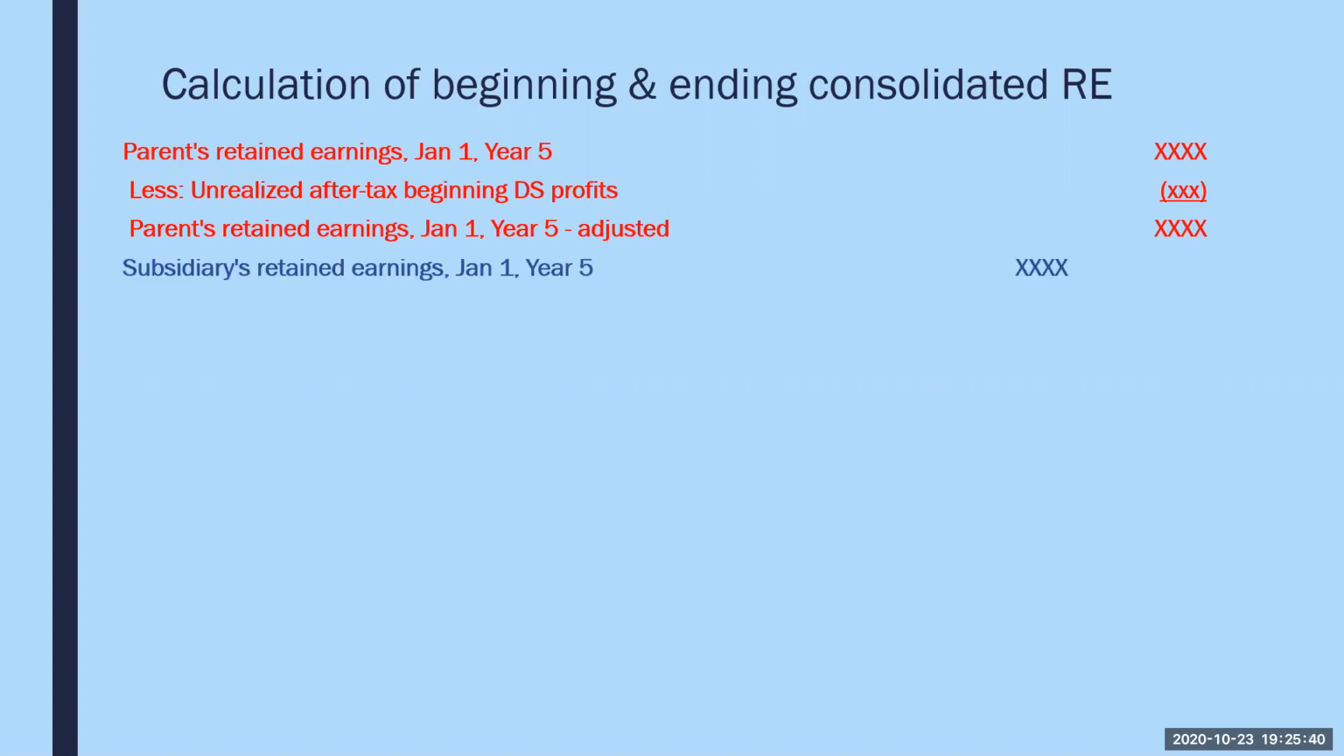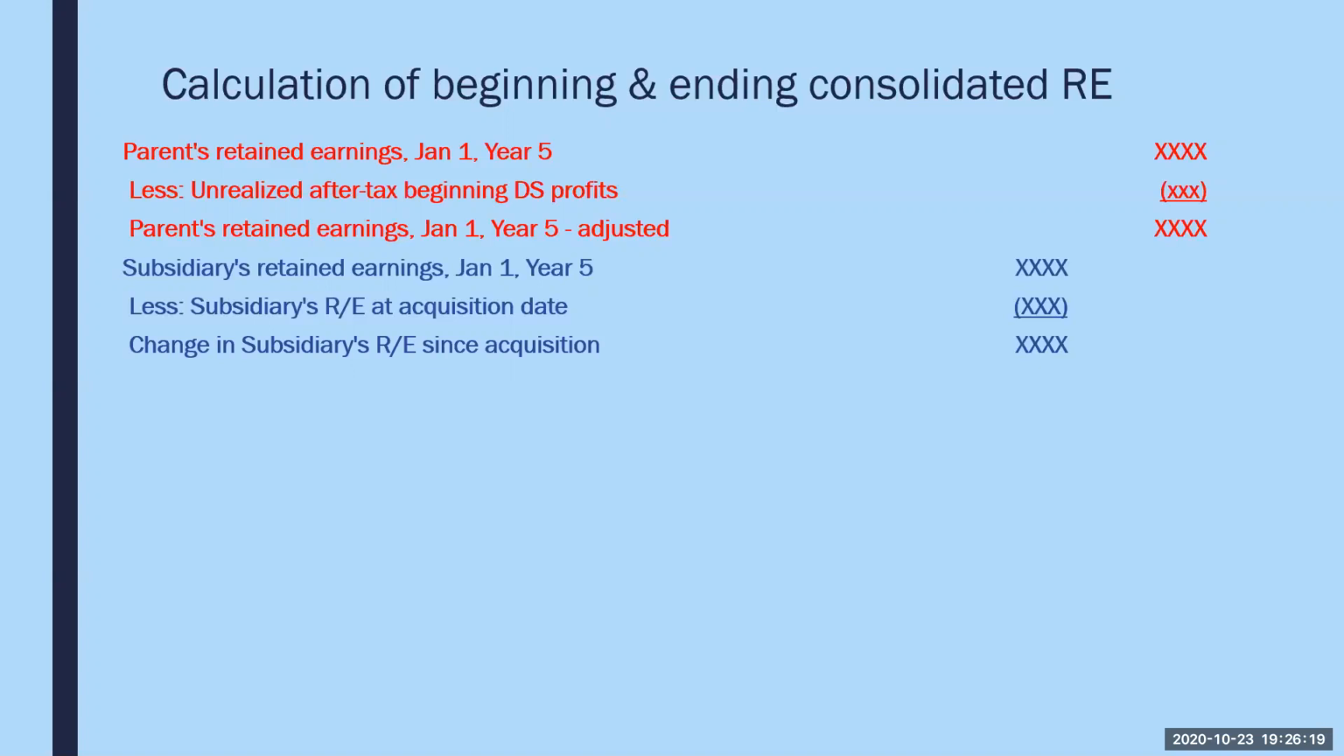Then you'll take the subsidiaries' retained earnings at the beginning of the current year, subtract from it the subsidiaries' retained earnings on acquisition date. Keep in mind the subsidiaries' retained earnings on acquisition date was taken into account when calculating the acquisition differential. So it is important to remove the subsidiaries' retained earnings on the acquisition date from the subsidiaries' retained earnings in the current year. Otherwise, we will be double counting that amount. This gives the change in the subsidiaries' retained earnings since the date of acquisition.